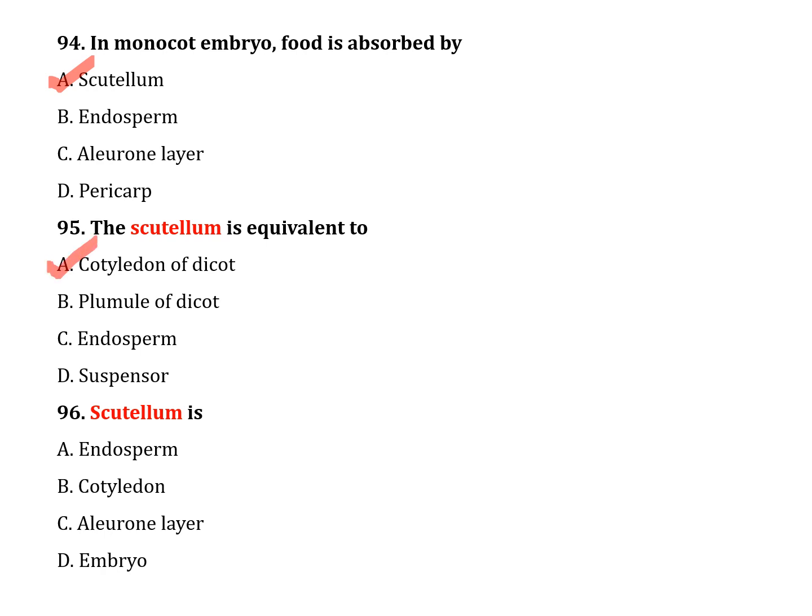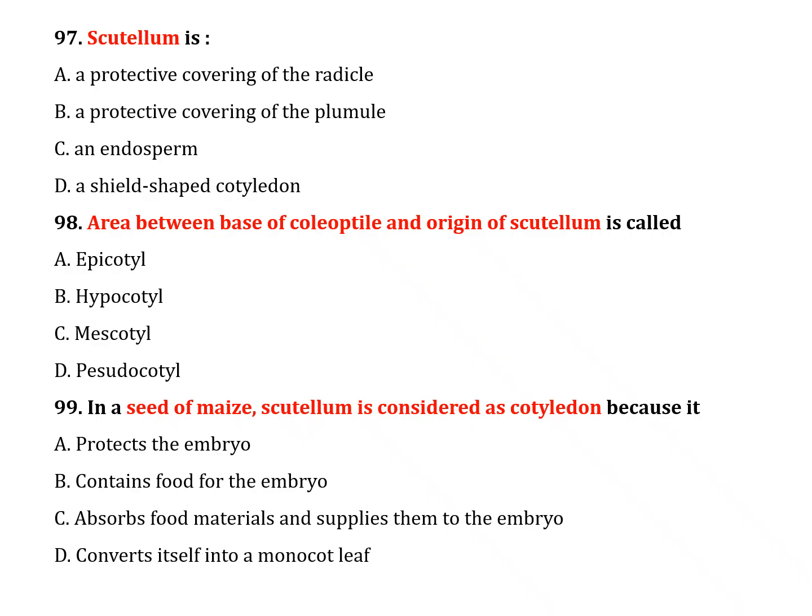The next question, number 96. Scutellum is: option A, endosperm; option B, cotyledon; option C, aleurone layer; option D, embryo. Correct answer is option B, cotyledon. The next question, number 97. Scutellum is: option A, protective covering of the radicle; option B, protective covering of the plumule; option C, an endosperm; option D, a shield-shaped cotyledon. Correct answer is option D, a shield-shaped cotyledon.